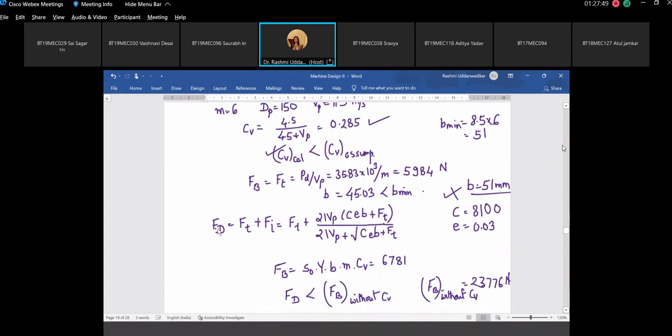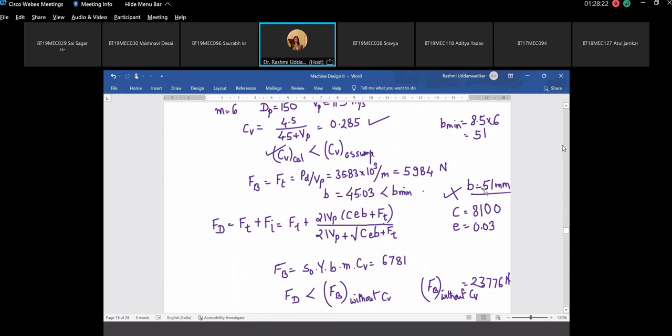Next step is to get the dynamic load. Get the value of C for steel versus steel, which is 11800. Get the probable error for the given class of gear. Check if it is less than the permissible error. For this value of VP 11.3, the permissible error is coming out to be 0.04. So if your probable error is less than permissible, then it is safe. With this value, you are getting the value of FD.